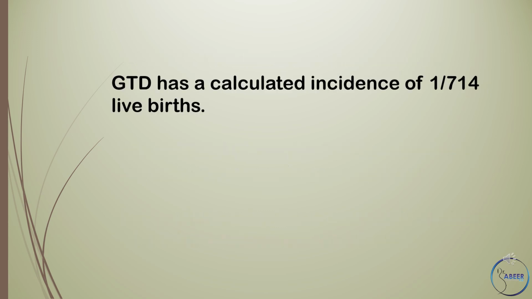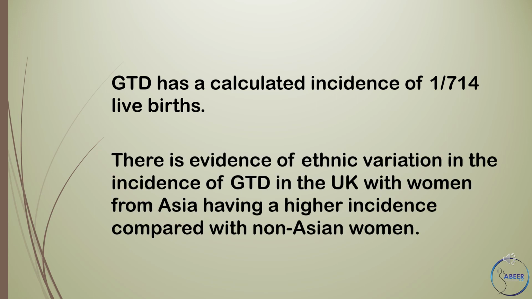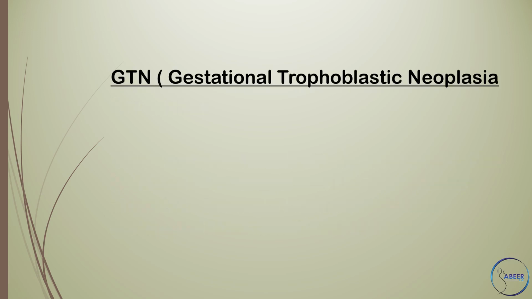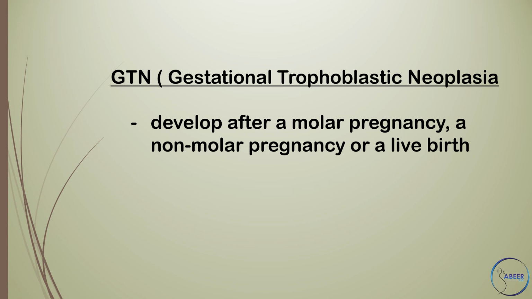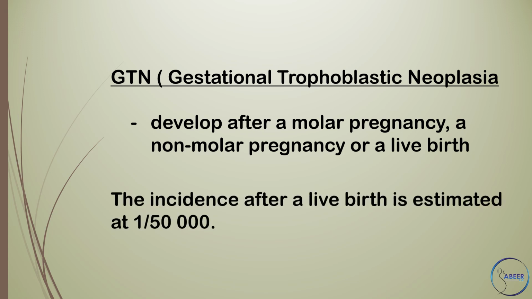Gestational trophoblastic disease has a calculated incidence of 1 in 714 live births. There is evidence of ethnic variation in the incidence of gestational trophoblastic disease in the UK, with women from Asia having a higher incidence compared with non-Asian women. Gestational trophoblastic neoplasia may develop after a molar pregnancy, a non-molar pregnancy, or a live birth. The incidence after a live birth is estimated at 1 in 50,000.